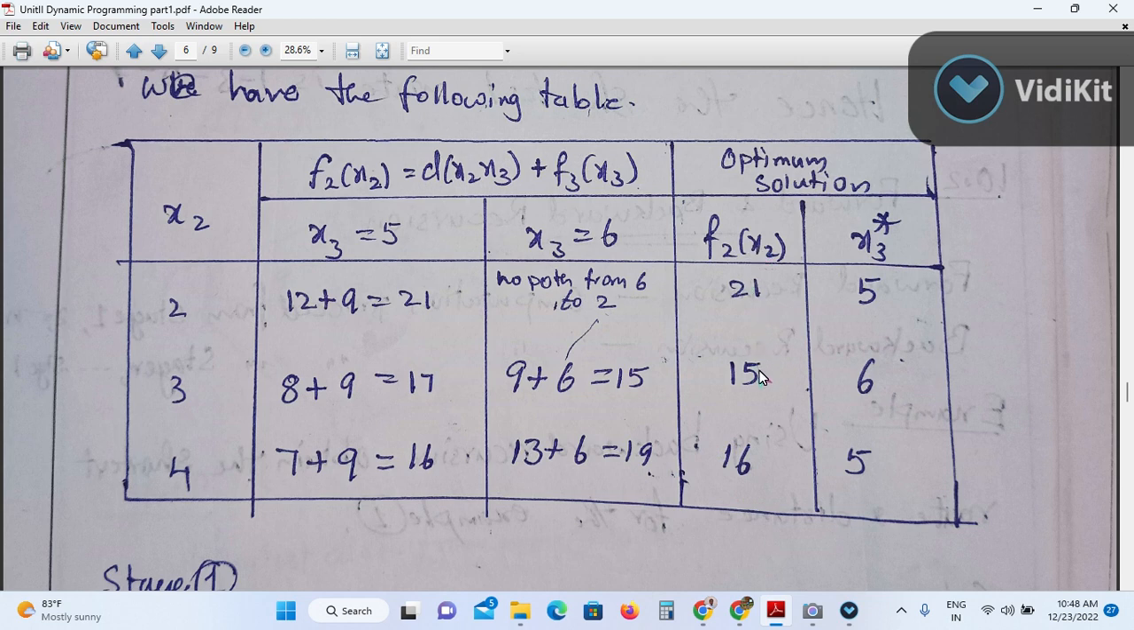Now, which node gives the shortest distance? For the 21, x3 equal to 5 gives 21, and for 15 the node 6 gives the shortest distance. That's why I'll put it here: x3 has to take 6, not the other, 5. In this case the 16 is given by node 5, therefore we put 5. So this is the optimality node.